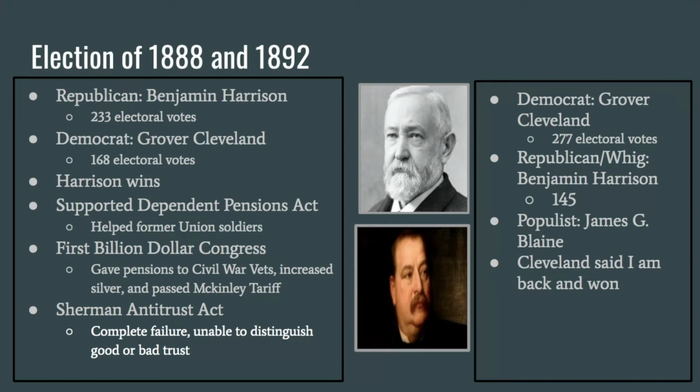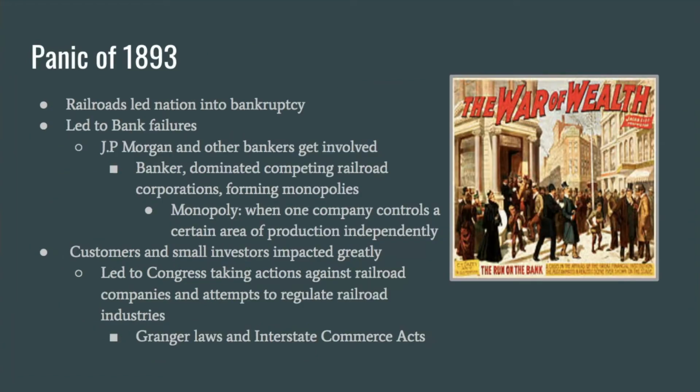In the election of 1892, it featured the Democratic candidate Grover Cleveland, who got 277 electoral votes this time around, versus the Republican candidate Benjamin Harrison, who only got 145. The populist candidate was James B. Weaver, who didn't really do much. In the end, Cleveland said, "I am back," and he won.